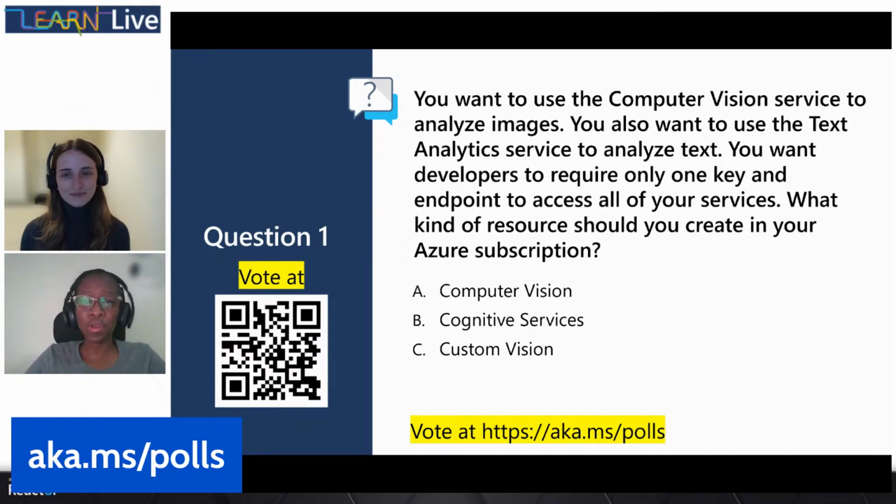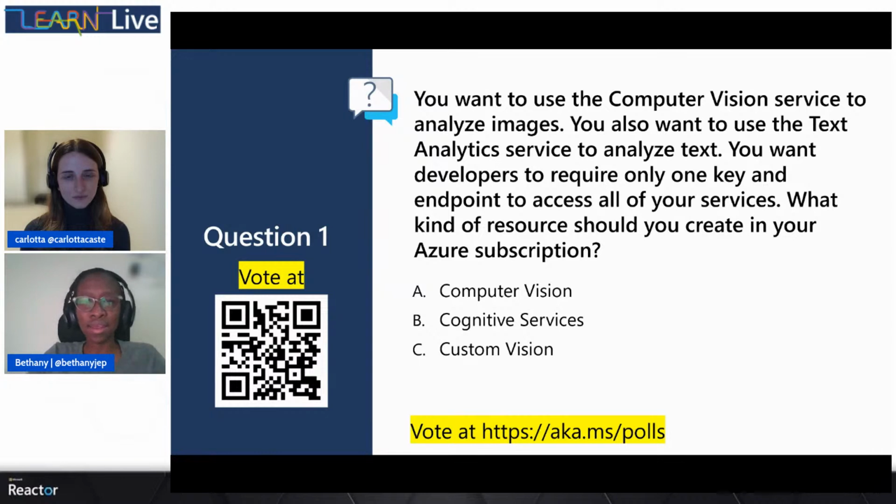You want to use the computer vision service to analyze images. You also want to use the text analytics service to analyze text. You want developers to require only one key and one endpoint to access all of your services. So what kind of resource should you create in your Azure subscription?